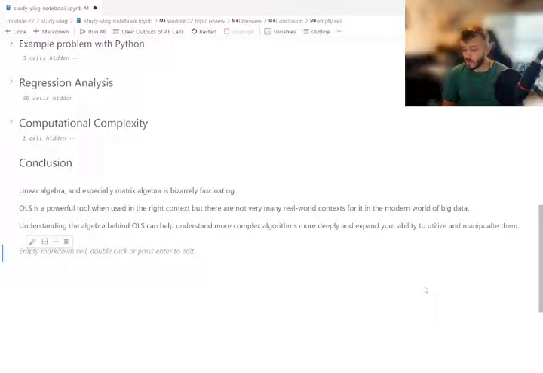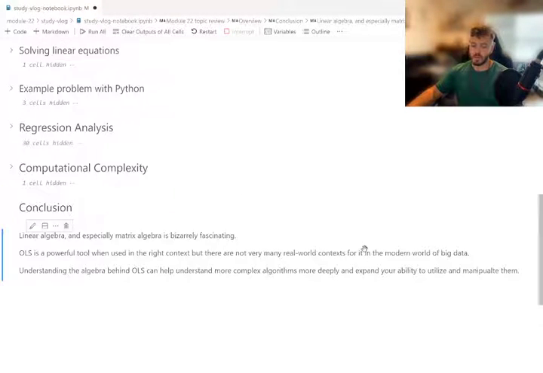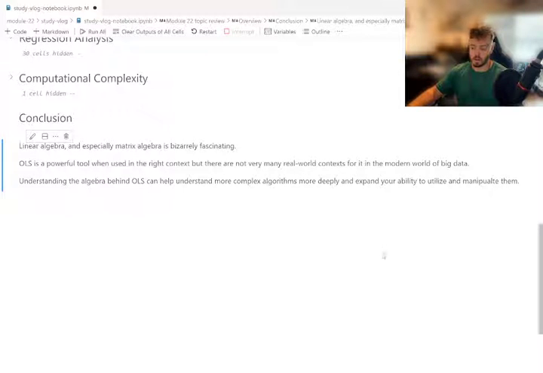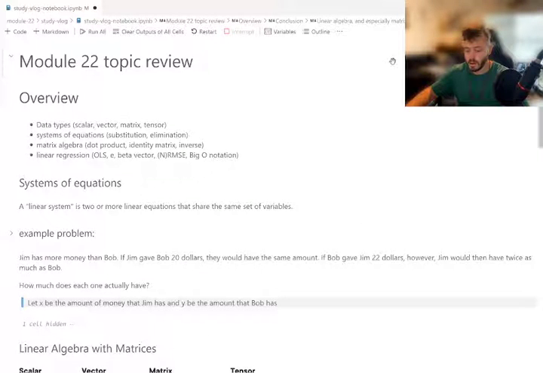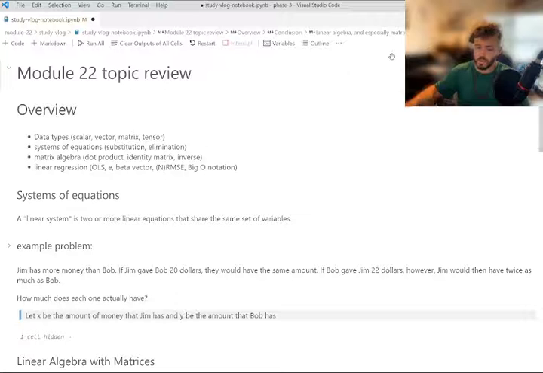So if you're getting into data science, I would highly recommend getting into the math of ordinary least squares, if nothing else, just to give you some context and some deeper understanding of what's really going on with your other algorithms and things that you use, and it'll probably, I would imagine, improve your ability to utilize other algorithms as well. So with that said, that is the module 22 topic review on linear algebra.